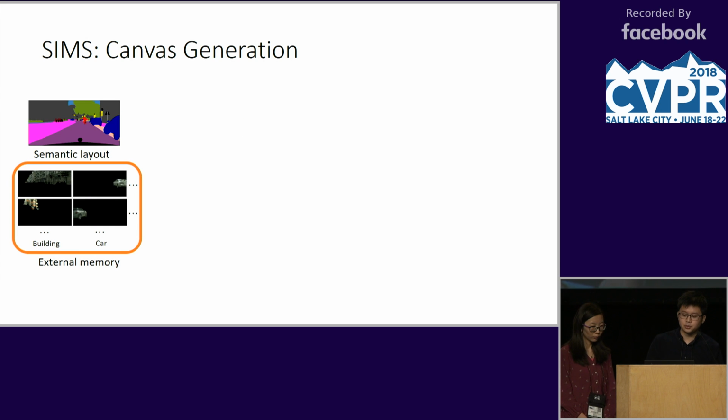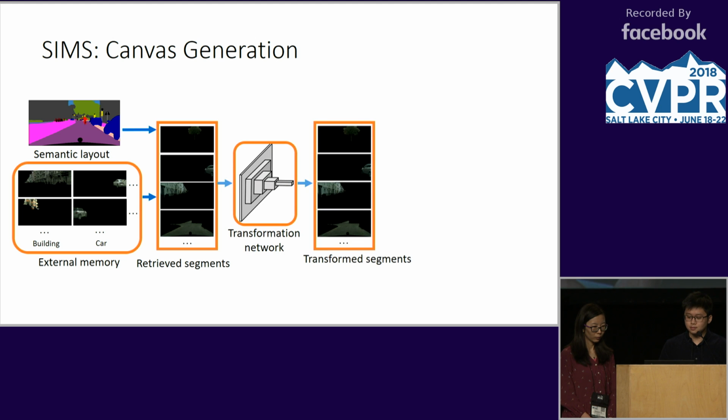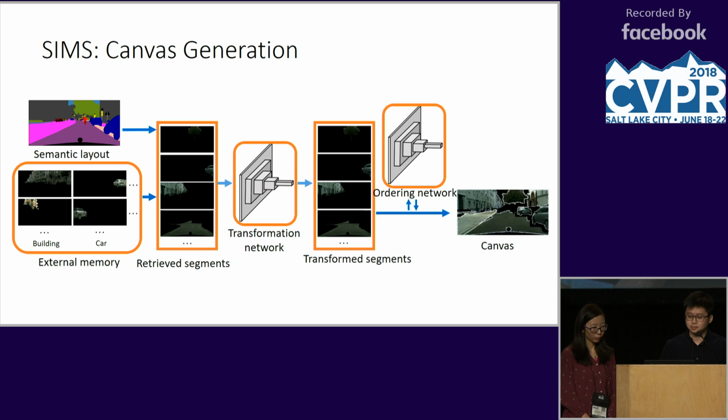Now, let's go through the technical details. We first construct the external memory with object segments extracted from the training set. Then, given a semantic layout, we retrieve relevant object segments. The next step is to use a transformation network to align the retrieved segments so that the orientations and sizes are consistent with the given semantic layout. Then we paste the transformed segments onto the canvas in an order given by the ordering network. In case two segments overlap, we need to determine which segment should be occluded by another one.